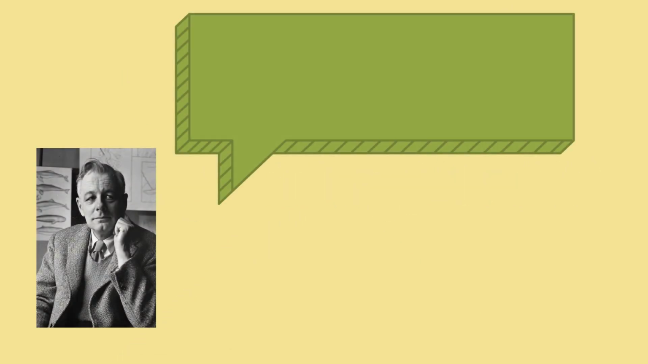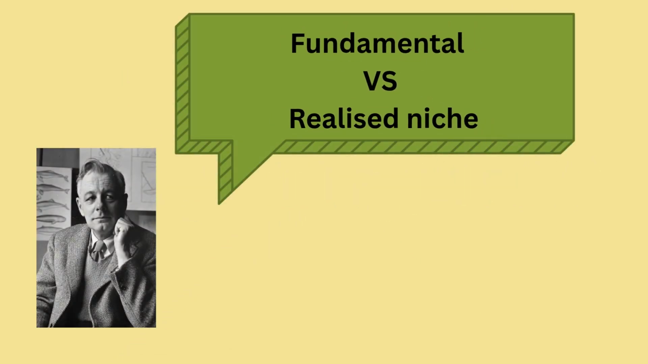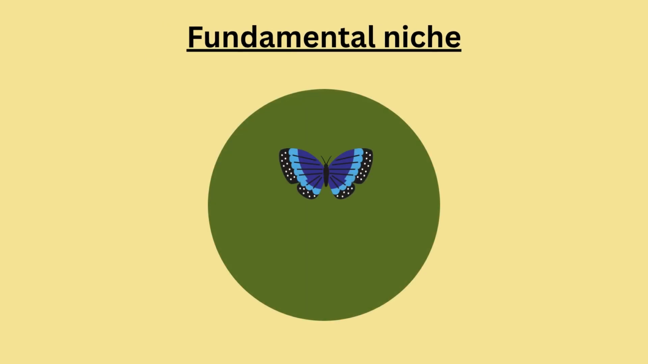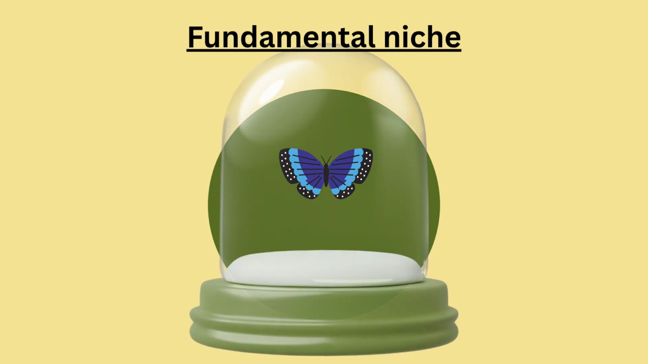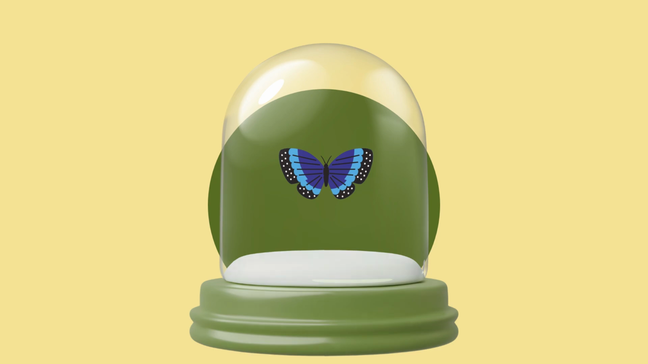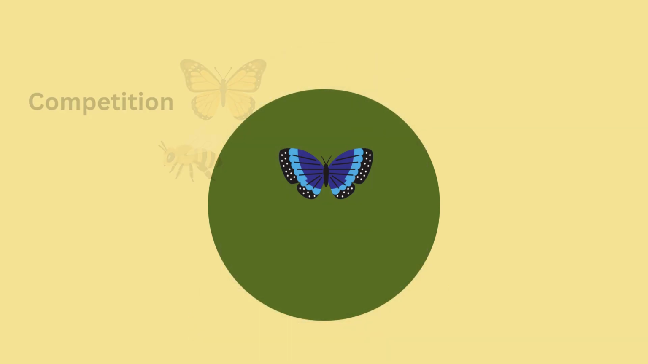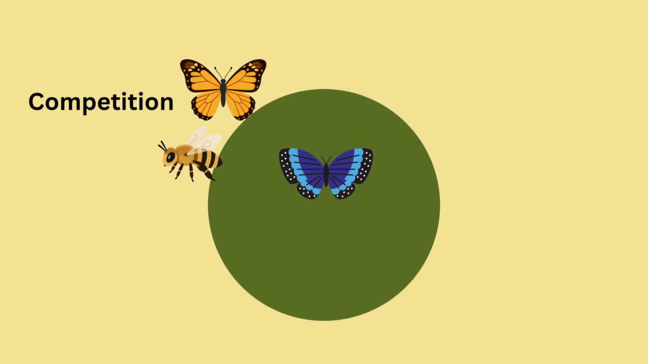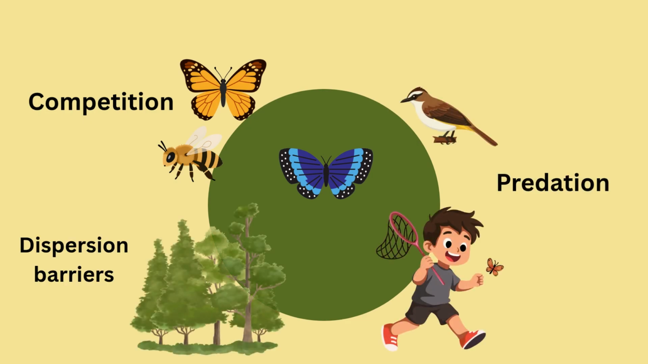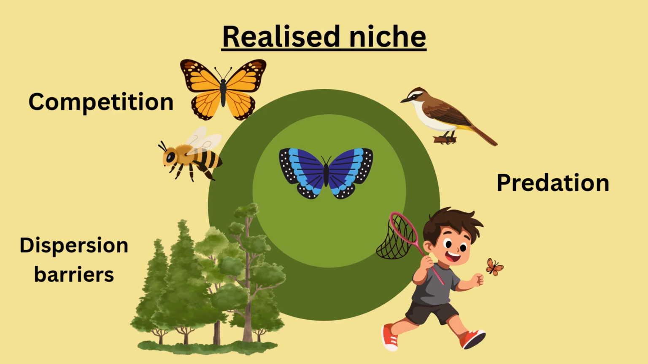Hutchinson described a difference between the fundamental and the realized niche. The fundamental niche is the environmental space that a species can occupy. This is an ideal world where no other species have influence on the living conditions of the species. However, we live in a world full of interaction like competition from other species, predation pressure, and dispersion barriers. When this is taken into account, it changes the space a species will actually occupy. This is called the realized niche.